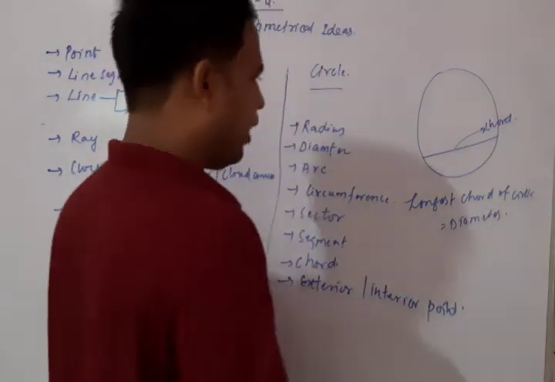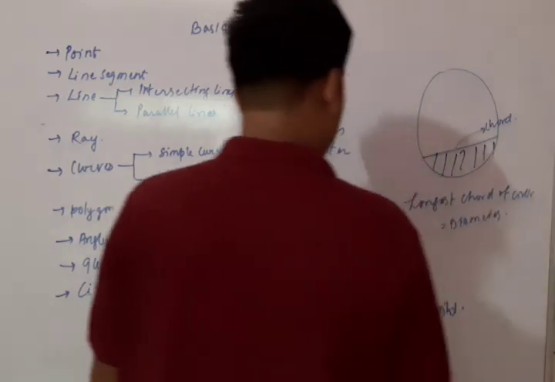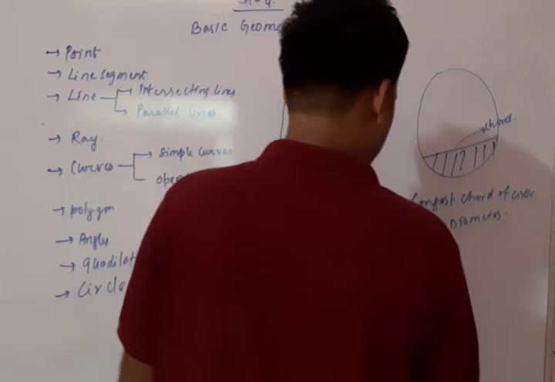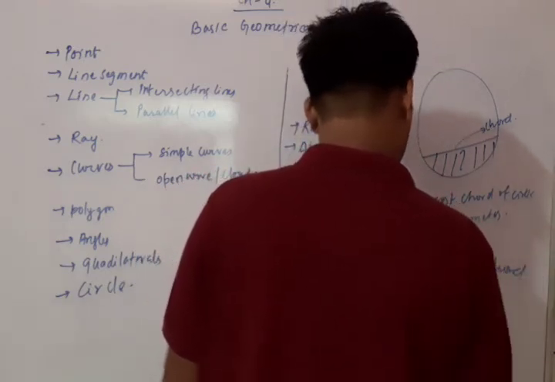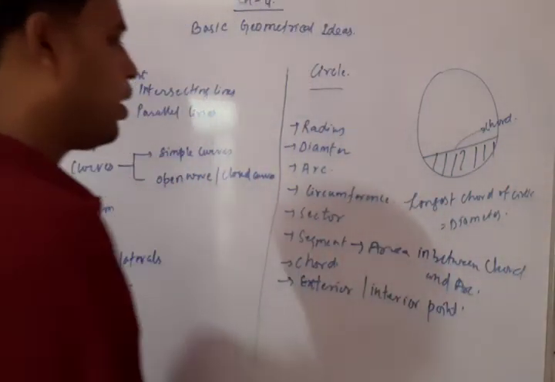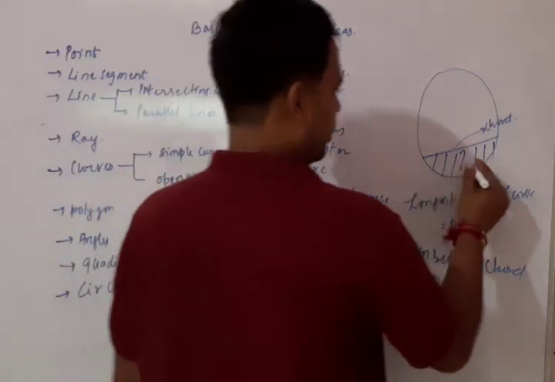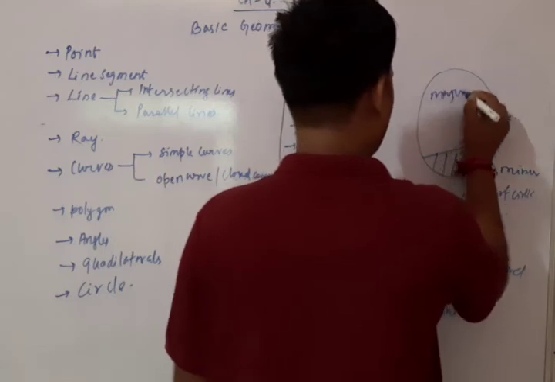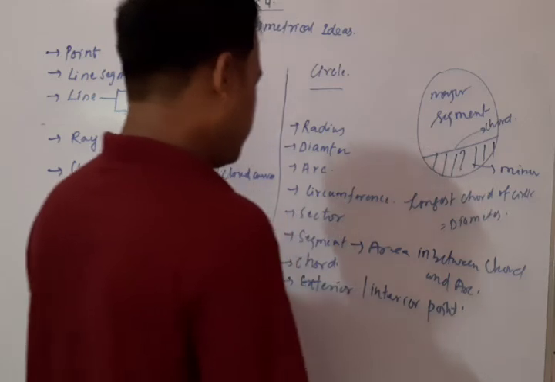Now the area below the chord is known as a segment. What is a segment? The area in between the chord and the arc is known as a segment. This will be the minor segment. This is the major segment.